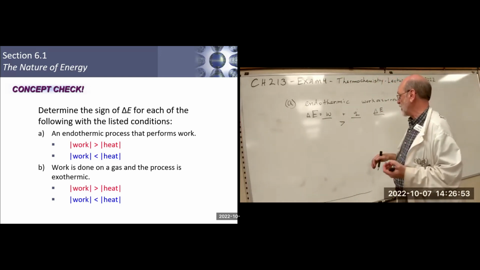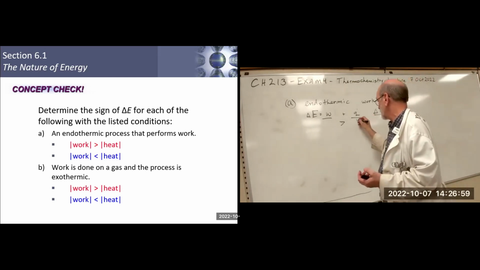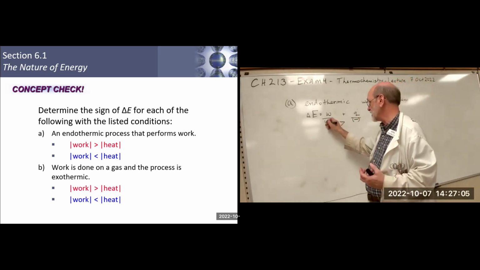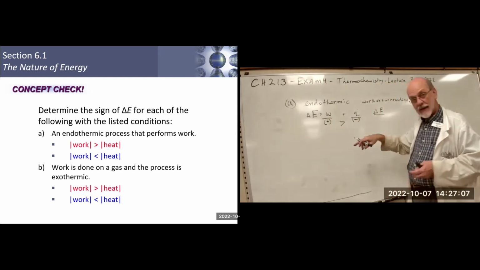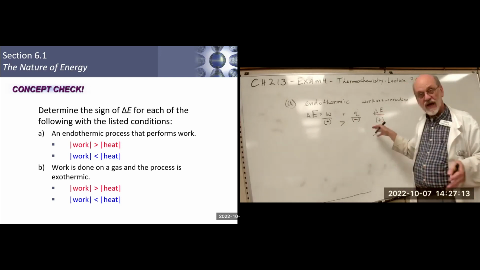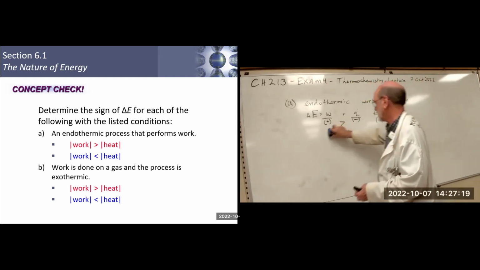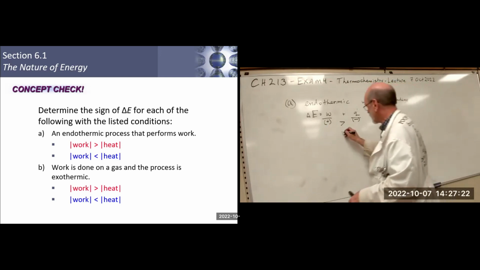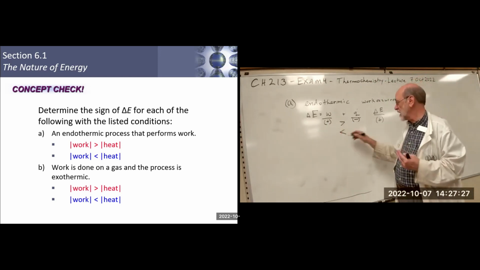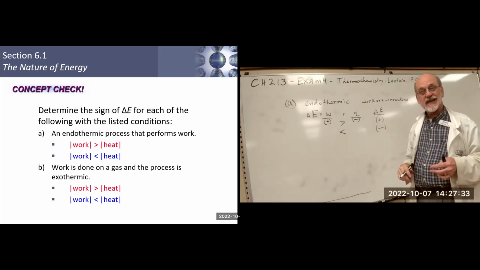If it's endothermic, that means heat is moving into the system, and we're doing work on the surroundings, which means this is positive. So if this absolute value is greater than this one, then it favors the positive. Excuse me, it's still positive, negative. But now if it's back the other direction, if the absolute value of heat is greater than work, then the negative is favored, and the change in internal energy is negative.